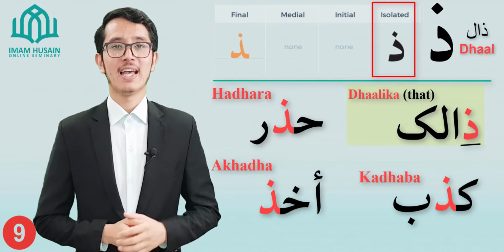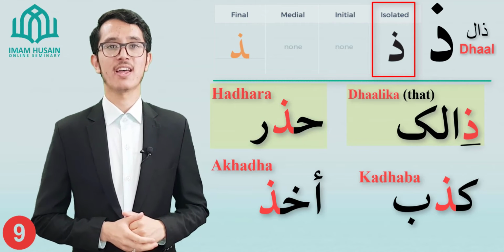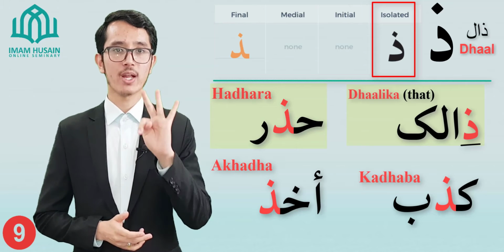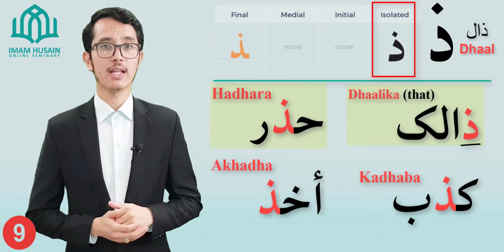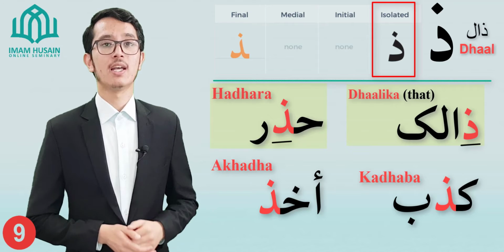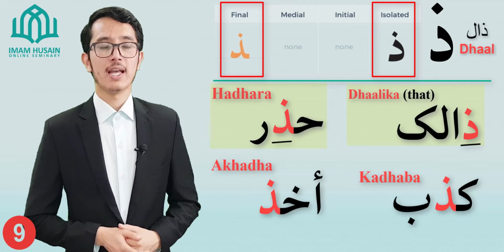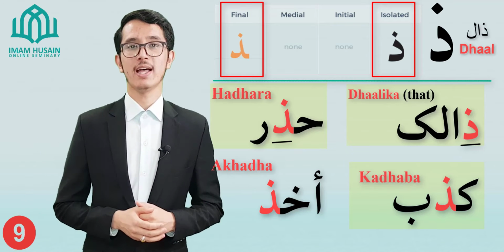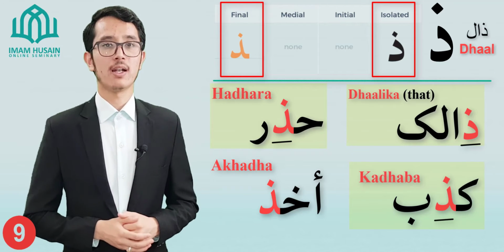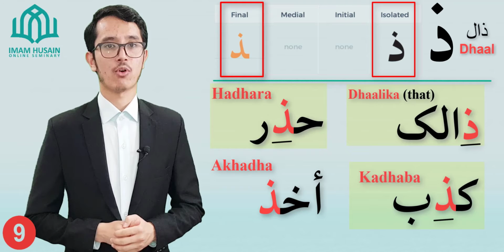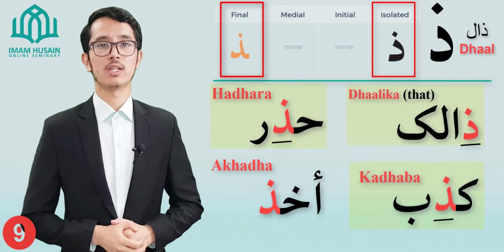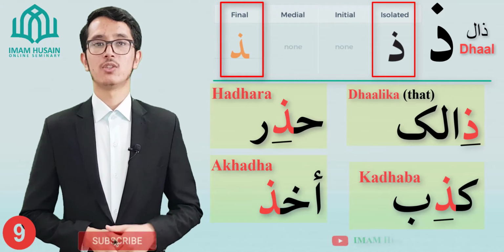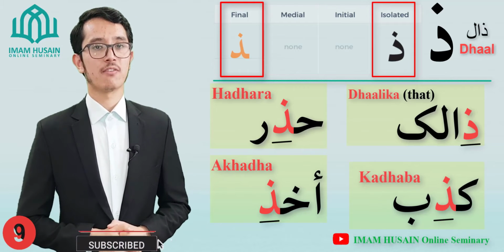That's great. And the second word, حَذَرَ, as you can see, 3 letters are there, but the letter Dal in this word is written in final form. That's great. And the third word, كَذَبَ, the same as the word حَذَرَ, the letter Dal is written in final form. And also in the last word, أَخَذَ, the letter Dal is written in final form.